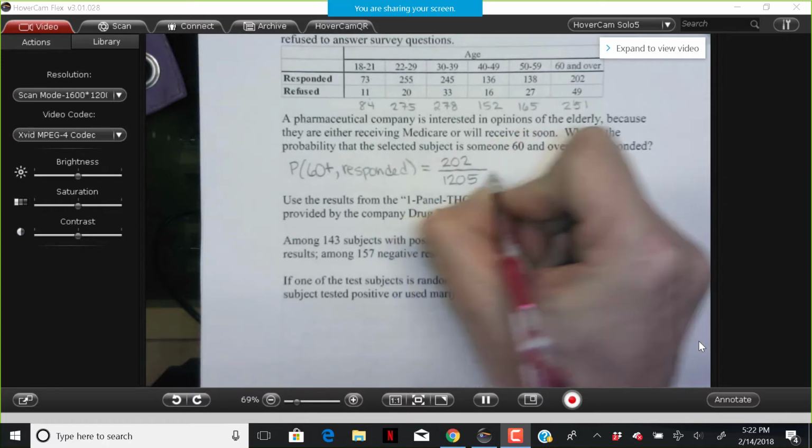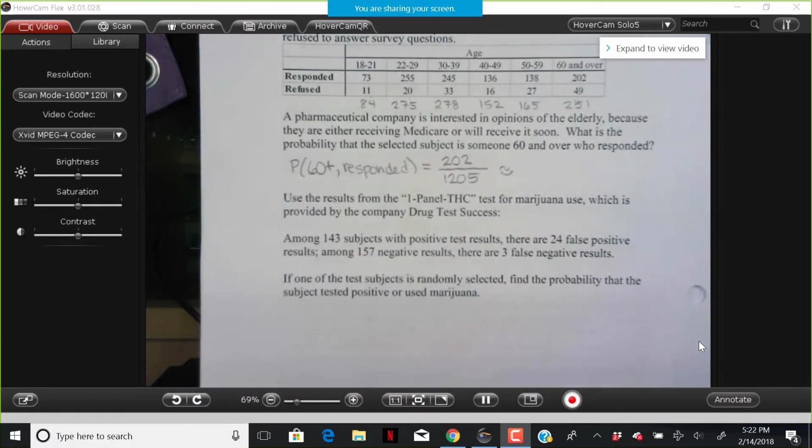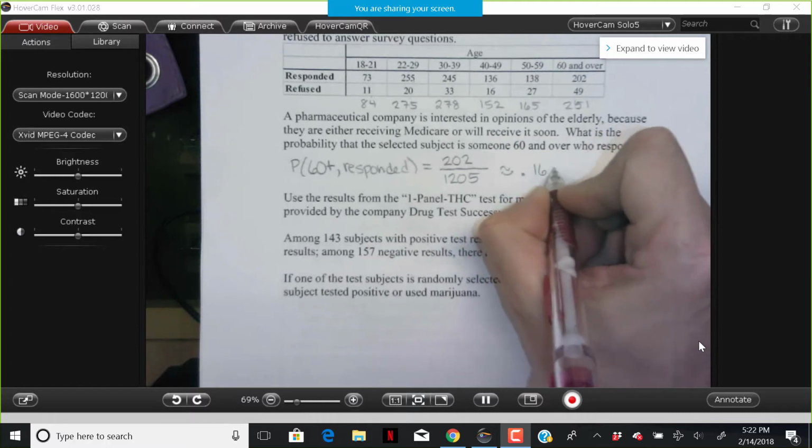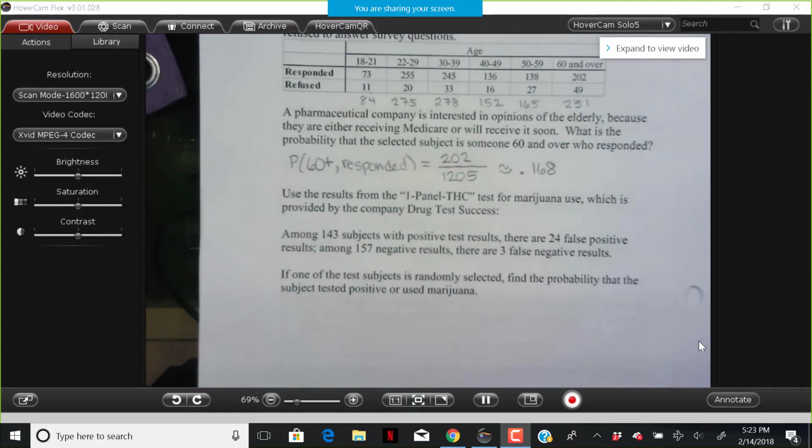So over 1,205, and I'll just get that as a decimal. So about 0.168. So close to 17% of the people in the survey were people that were 60 and over who responded.